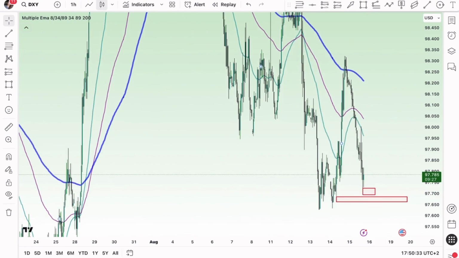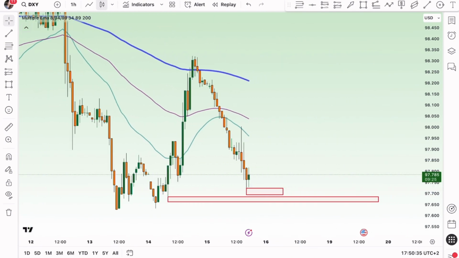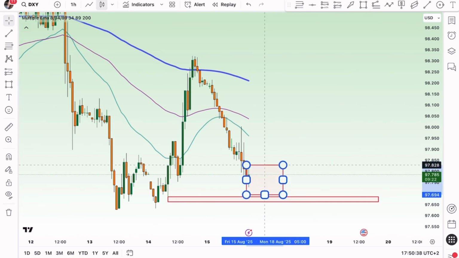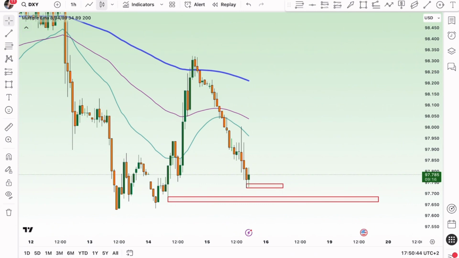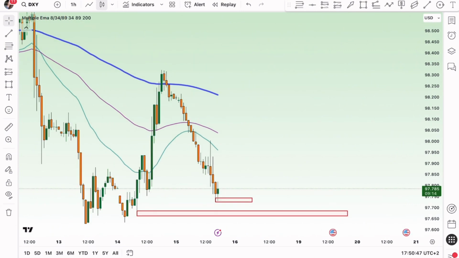My final advice is to practice. Open both gold and DXY charts and go back in time to find examples of this correlation. Finding and observing them yourself will help you remember and apply this knowledge much more effectively.